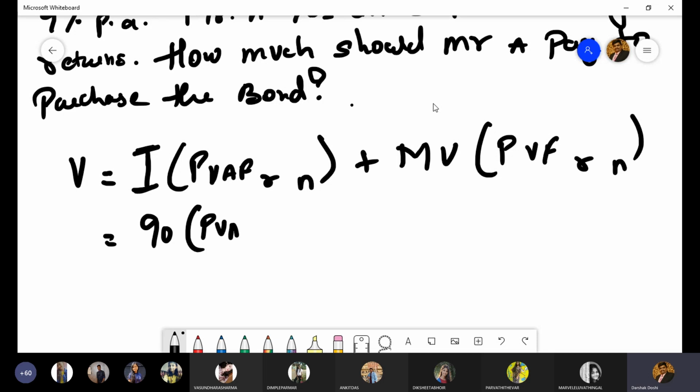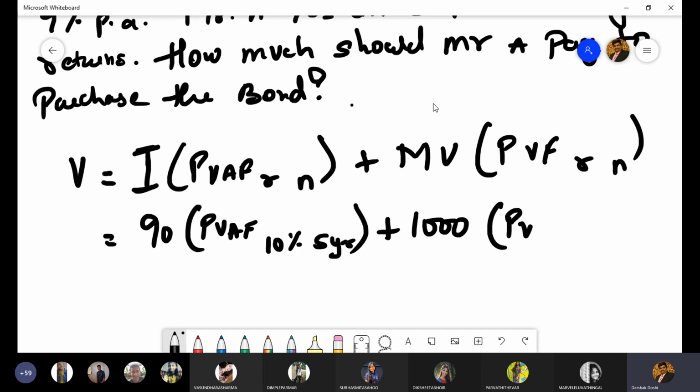We will multiply by present value annuity factor at a required rate of return of 10% for 5 years, plus maturity value. Is anything given about maturity value? At what rate the bond matures? Nothing is given, right? So when I say it will mature at par, and par means face value 1000 rupees, so maturity value will be 1000 rupees. That will be multiplied by present value factor at 10% for 5th year.